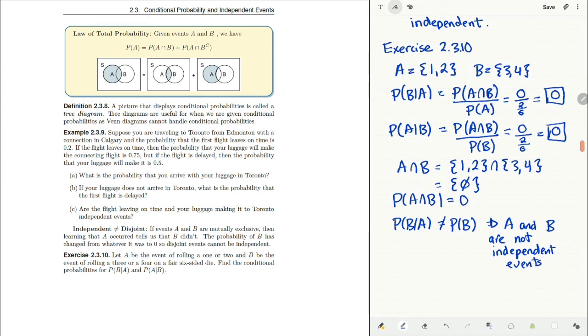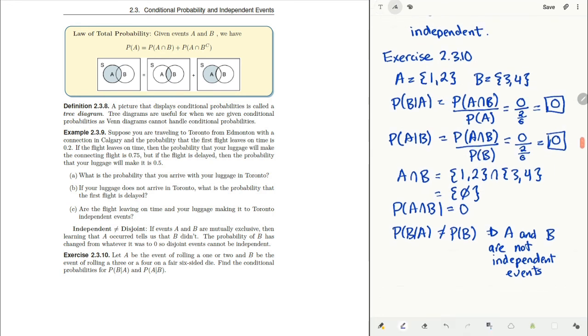And a similar argument is true for the probability of A given B, and this is not equal to the probability of A. So this will conclude our lesson for this video and this chapter. In the next video, we will start the next chapter on random variables and probability distributions, and I'll see you then.